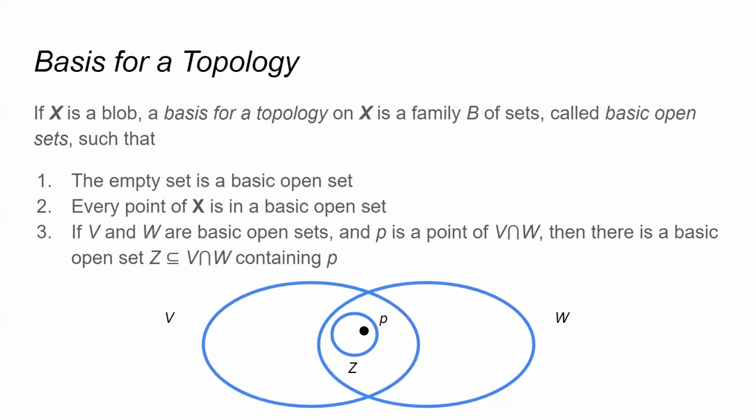Okay, so the motivation for all of this is that we want all of the open sets of the topology to be some union of the basic open sets. We want to be able to only take unions of basic open sets to get all the open sets in the topology.